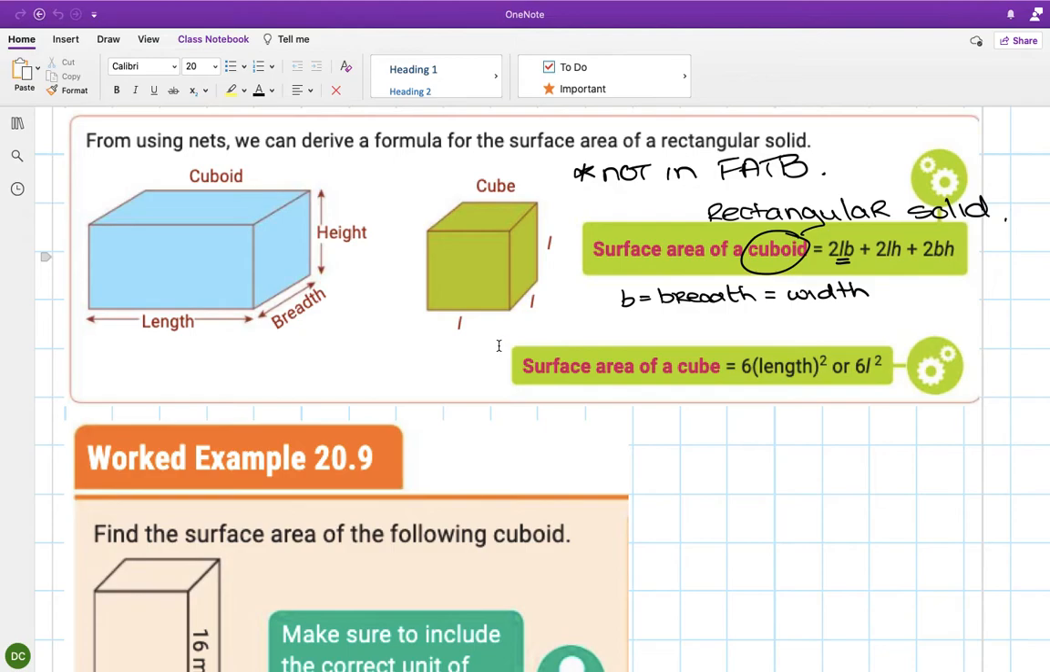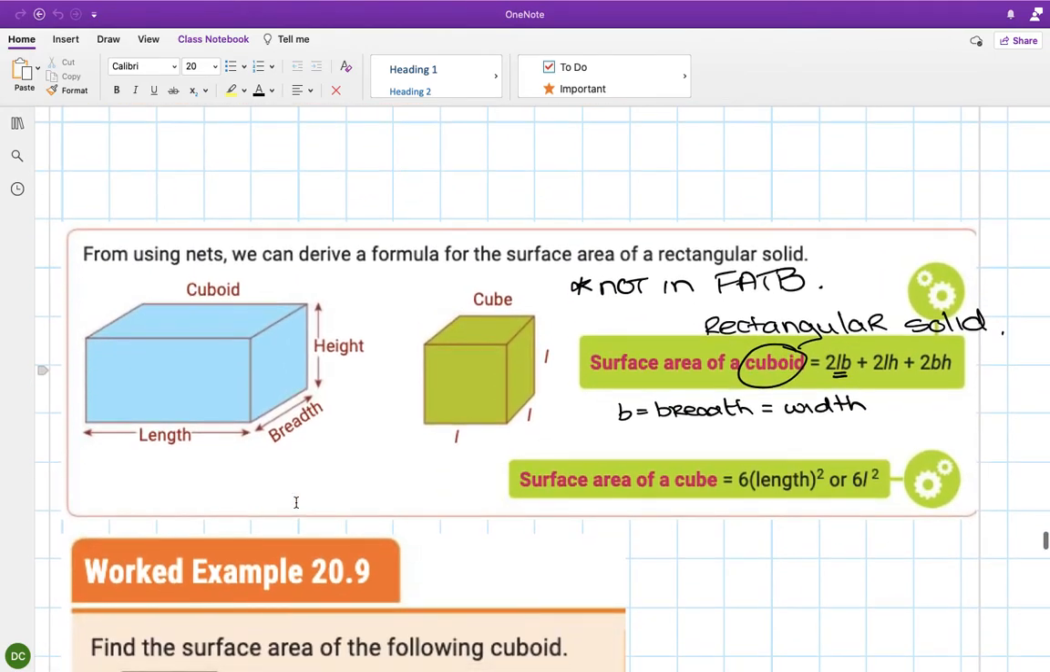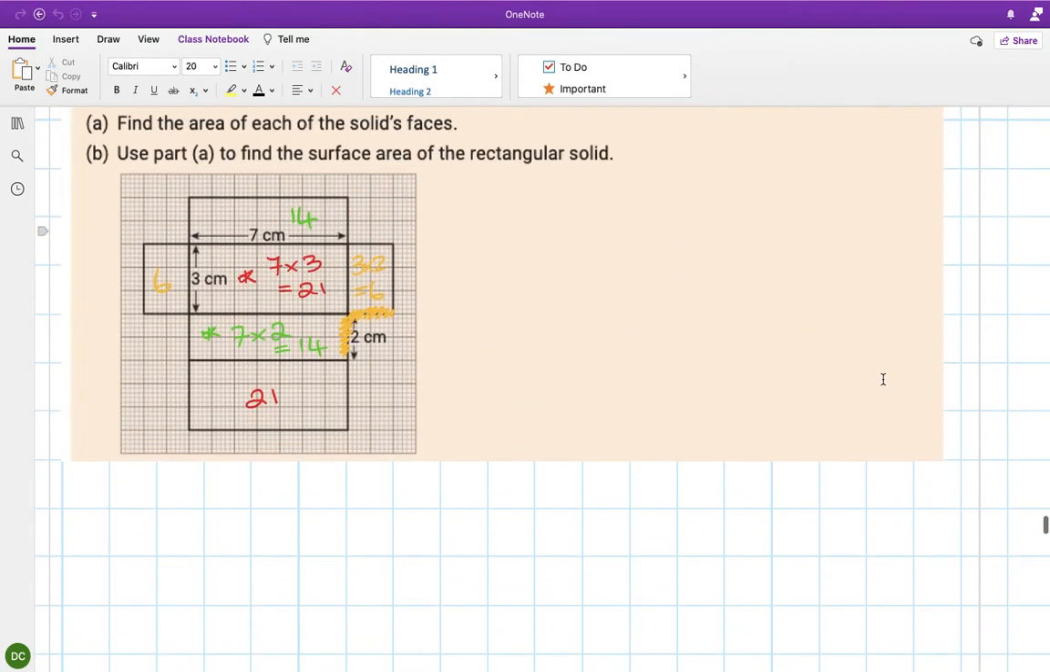So you multiply the length by the width, which if we go back up here, we did that, right? There it is in red. We multiplied the length by the width, and then we doubled it because there were 2 of those faces. So that's what the first bit is. It's multiplying the length by the width and doubling it. Then we multiplied the length by the height. So we did that here in green.